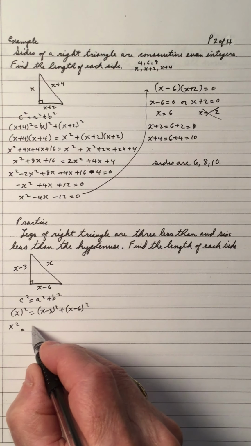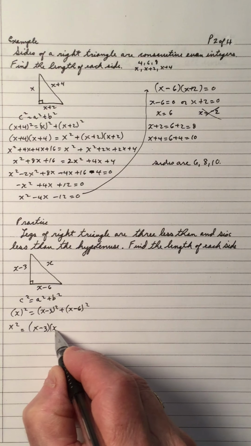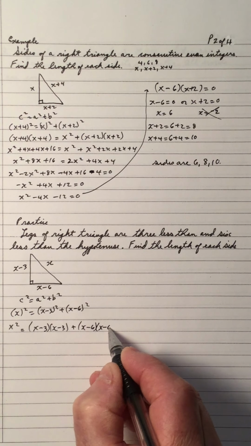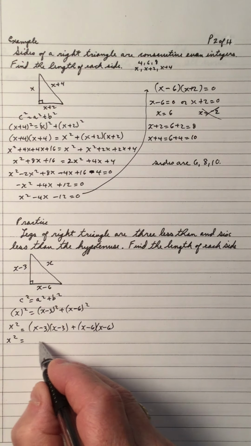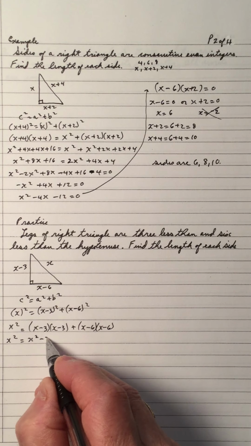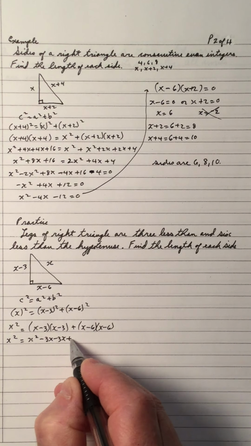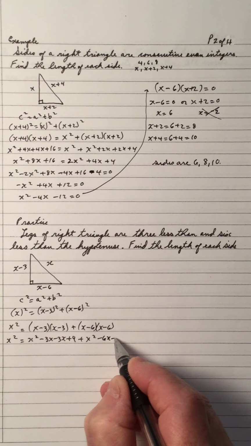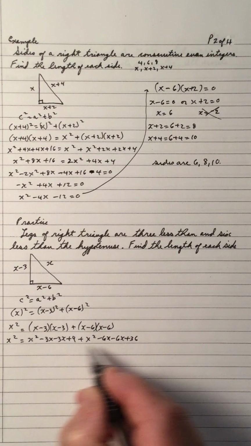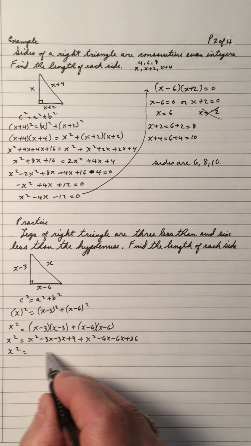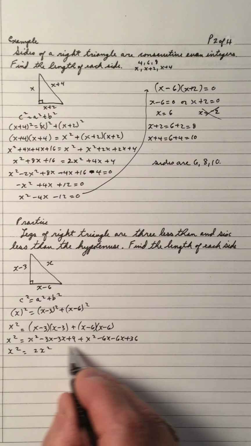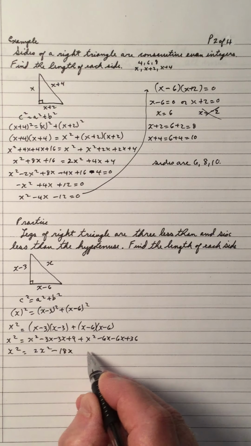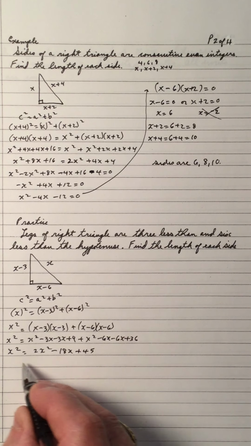So that gives me x squared equals x minus 3 times x minus 3. Let's expand it out, so I can multiply by FOIL. And that gives me x squared. FOIL on that is x squared minus 3x plus 9. FOIL on these two is x squared minus 6x plus 36. Simplify the right side, I get a 2x squared. And I get a negative 6, and it makes it negative 18x plus 45.